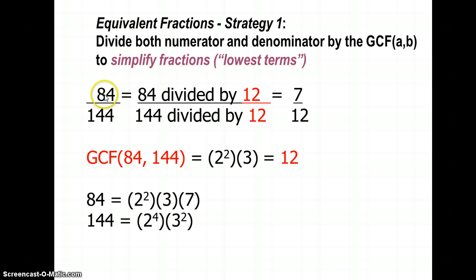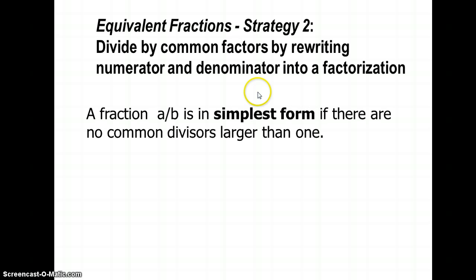The other way is just to write factors of 84 and write factors of 144 that multiply to give you that, and then just divide out the common factors. So that's another way, which is what I have here. If you divide by common factors by rewriting into a factorization, not necessarily a prime factorization, but just any factorization. So we're trying to get it down to simplest form. Sometimes people call it reducing the fraction, but remember, we're not really reducing it. We're just changing it into a simpler form with smaller numbers, which are factors of both of these.